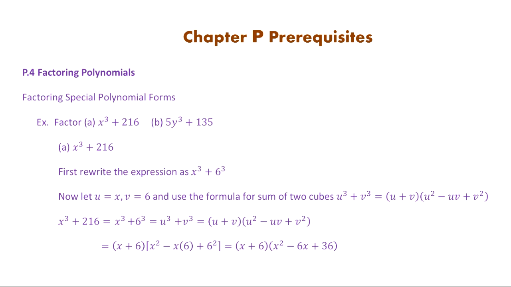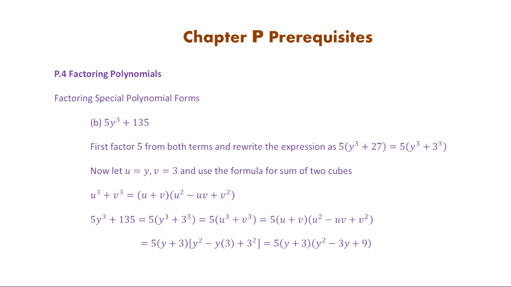So you're going to get x plus 6 times x squared minus x times 6 plus 6 squared. And then just simplify it. 6 squared is 36. So you get x plus 6 times x squared minus 6x plus 36. All right.